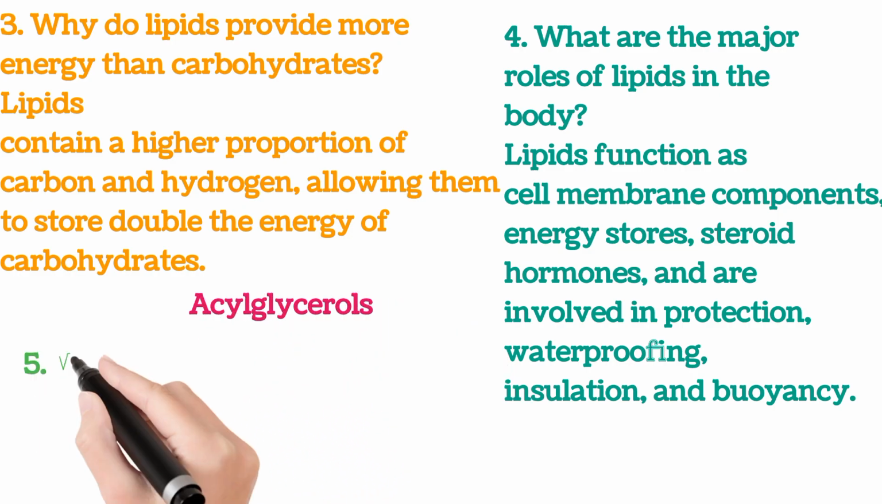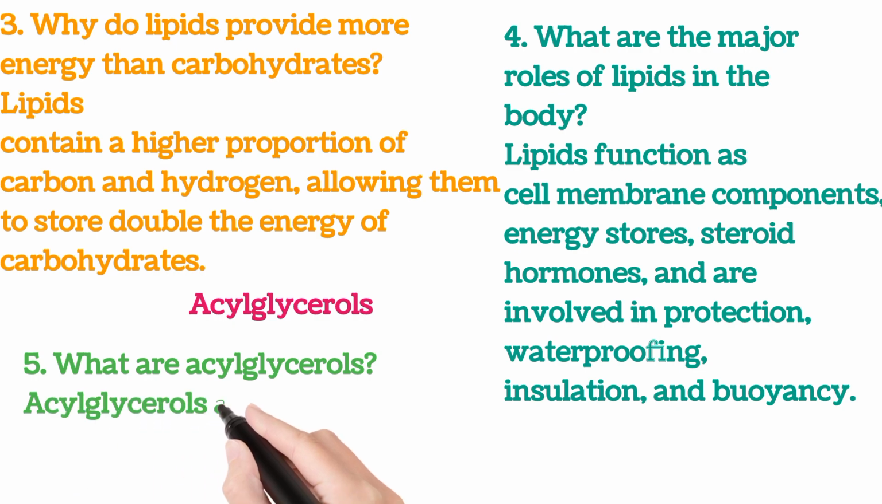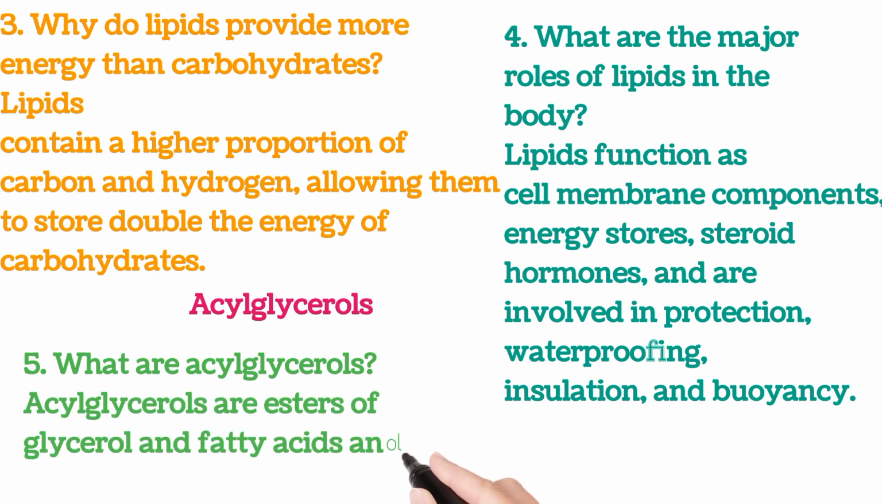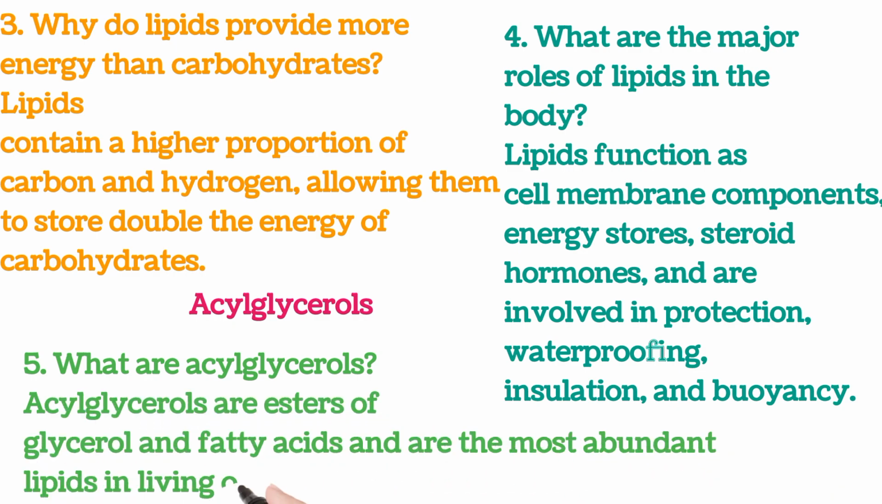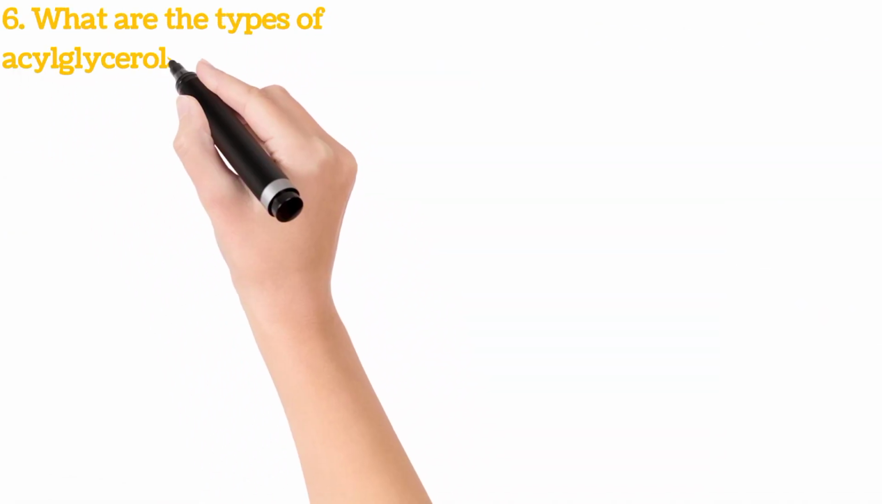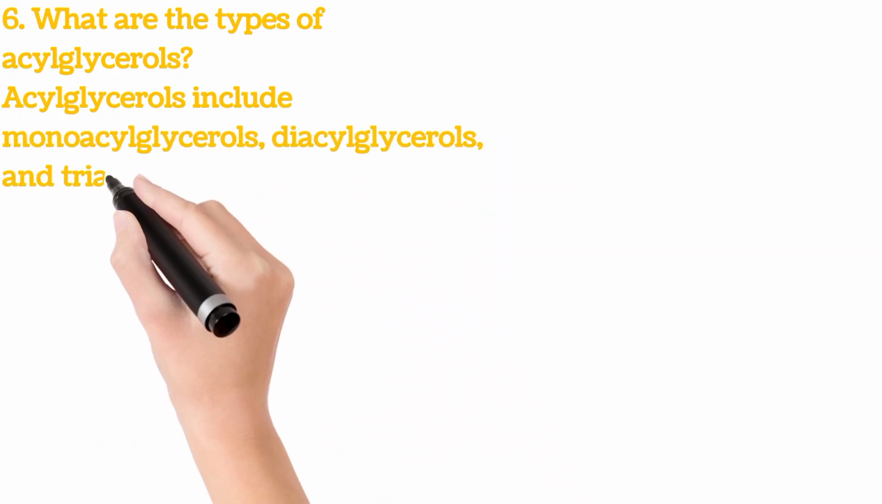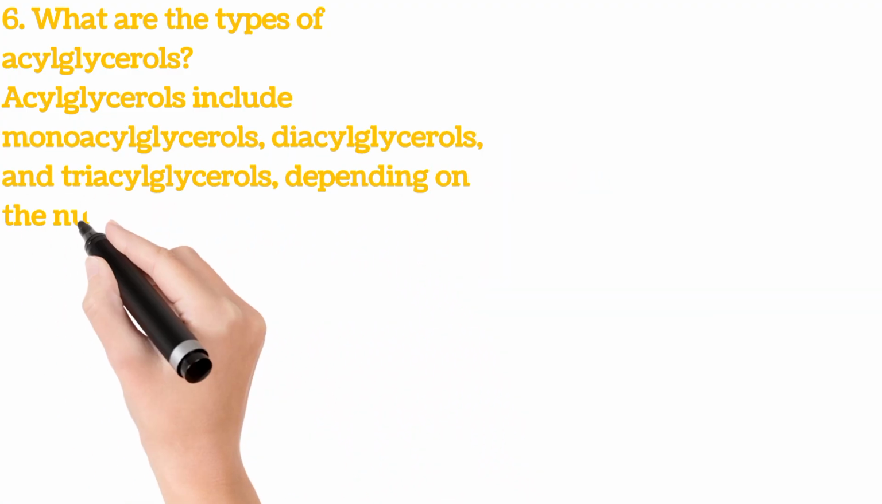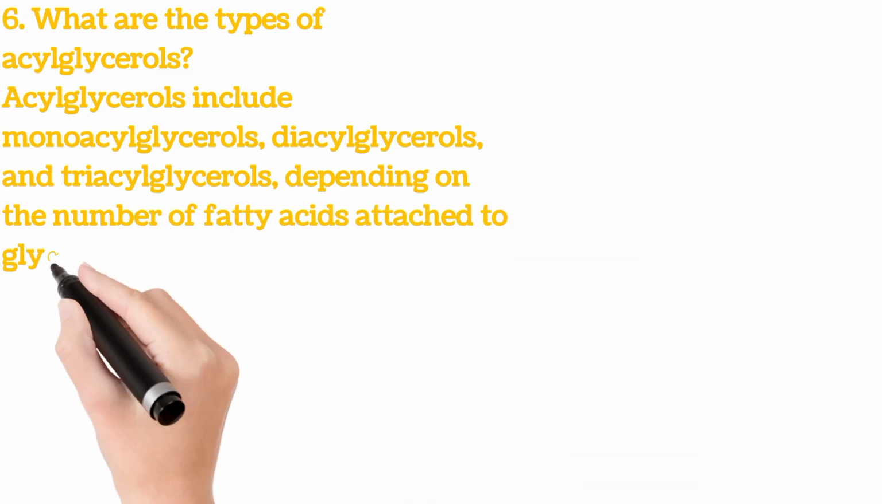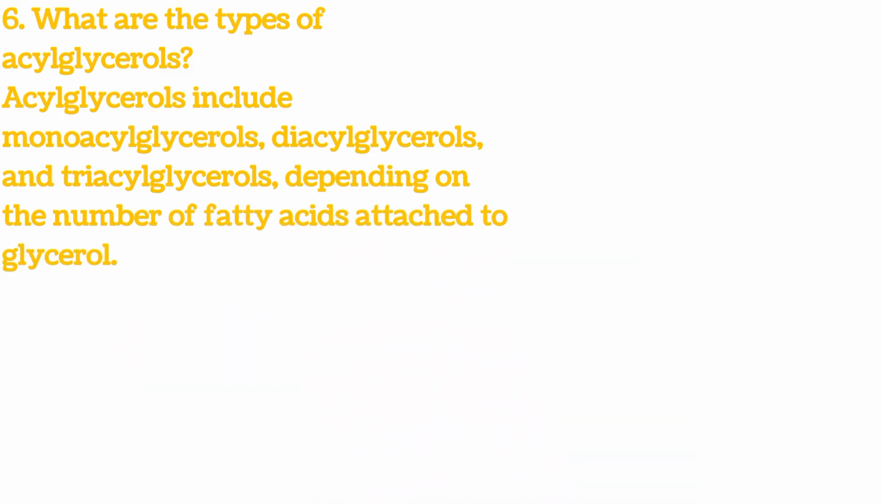Acylglycerols. 5. What are acylglycerols? Acylglycerols are esters of glycerol and fatty acids and are the most abundant lipids in living organisms. 6. What are the types of acylglycerols? Acylglycerols include monoacylglycerols, diacylglycerols, and triacylglycerols, depending on the number of fatty acids attached to glycerol.